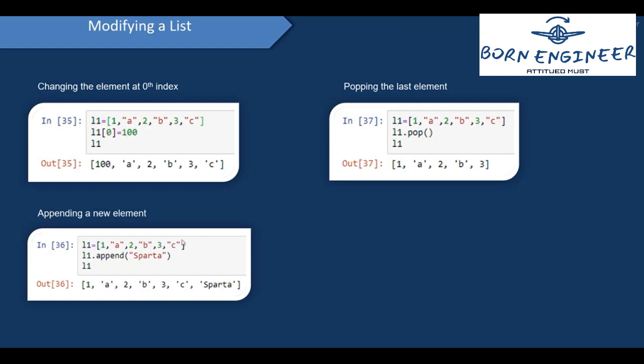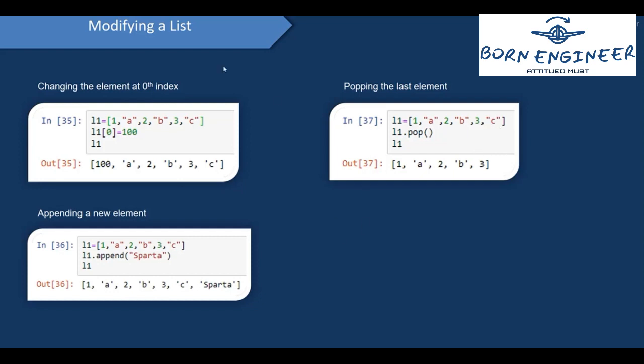Now similarly, if you want to add an element at the end of a list, we can use this append method. So I'll type in L1.append and I am appending this new word Sparta into this. Or similarly, if I want to pop out the last element, we can use the pop method. So over here you see that C is the last element, and when I use the pop method on top of this list, I'm able to pop this element out. So we see that now once C is popped out, we've got 3 as the last element.